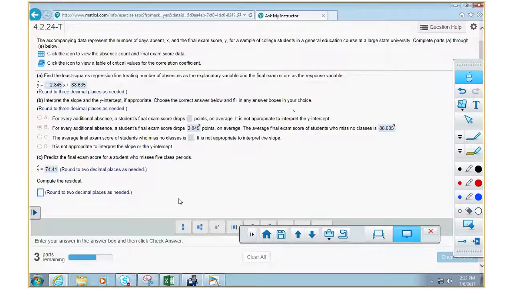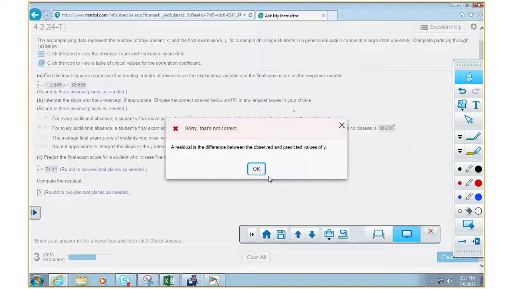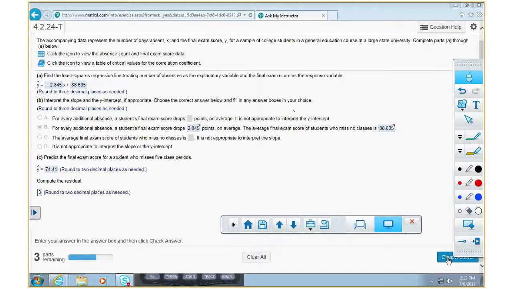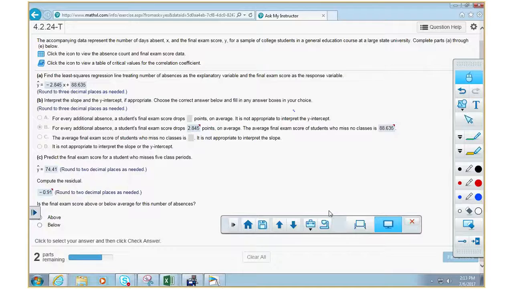I'm just going to put 3. See what it says. I have no idea. Somebody tell me what the residual is. If it's wrong, it gives you the definition. Oh, I didn't know that. No plus. 0.91.